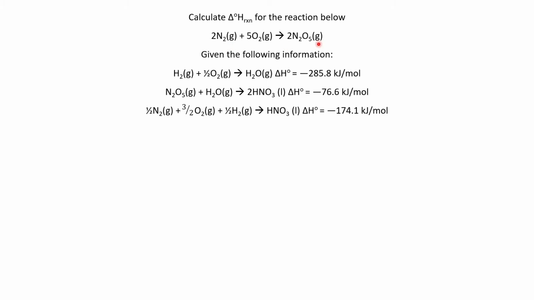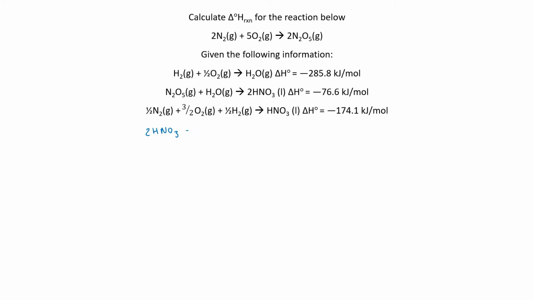Okay, so here is our overall reaction, and you can see this time we have been given 3 intermediate reactions, or 3 different steps that we're going to use. So the first thing that I notice is that my N2O5 appears on the reactant side in my steps, but on the product side on my overall reaction. So the first thing I'm going to do is reverse this second step.